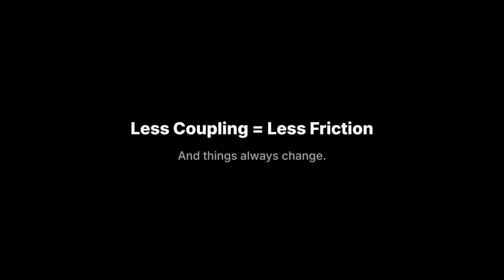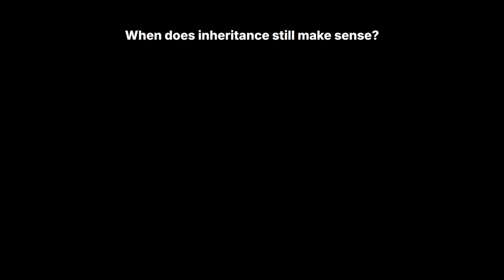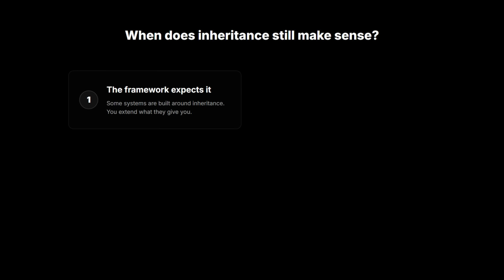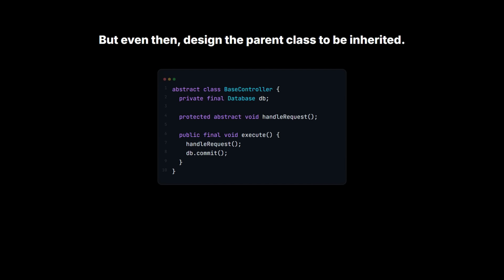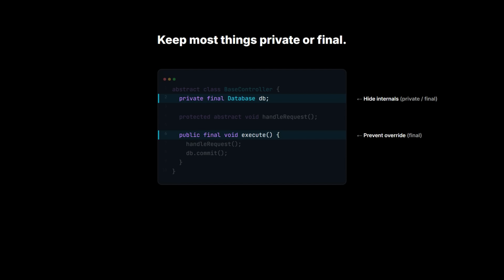And things always change. That said, inheritance can still make sense in specific cases. If you're working inside a framework that expects it, like extending Activity in Android or creating custom exceptions in Java. Or if you have highly repetitive code where many classes need the same boilerplate and only override one small thing. But even then, design the parent class to be inherited. Keep most things private or final. Don't let child classes directly access parent variables, the same way we avoid making variables public. Create a clean, explicit API for what's meant to be overridden.